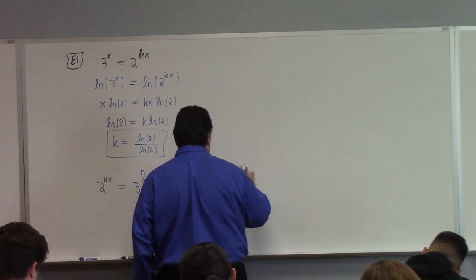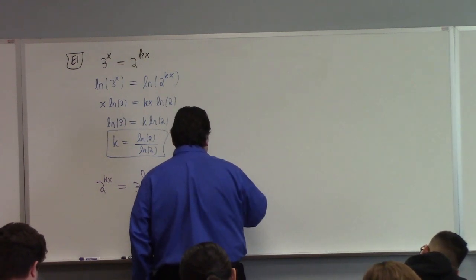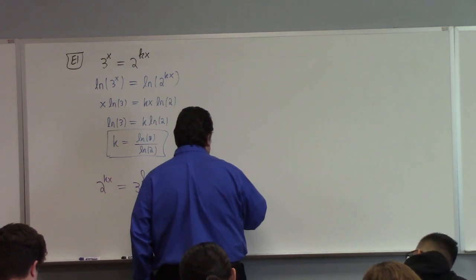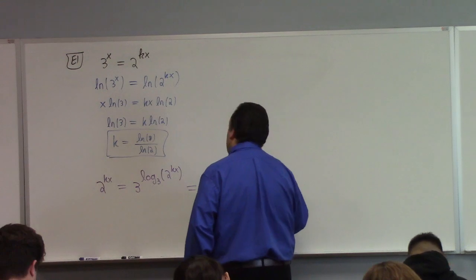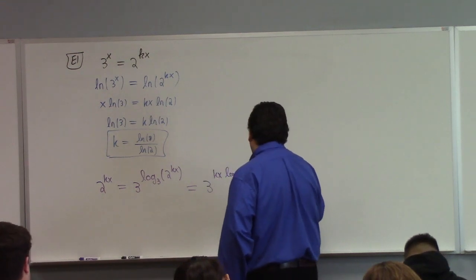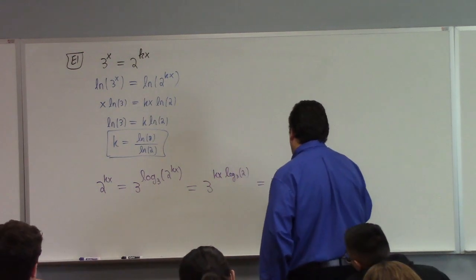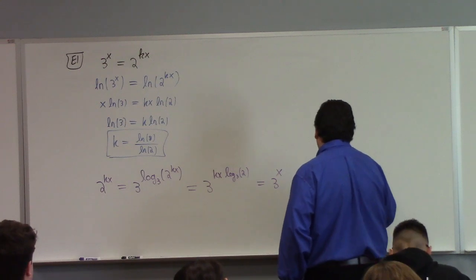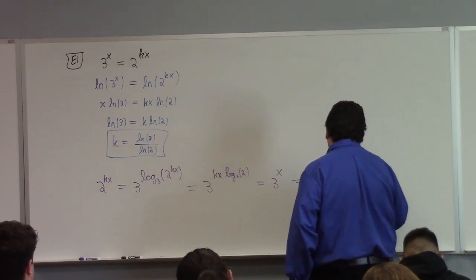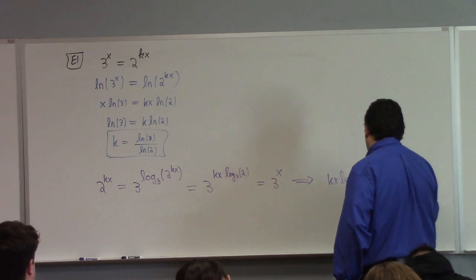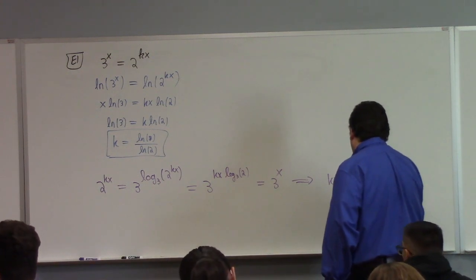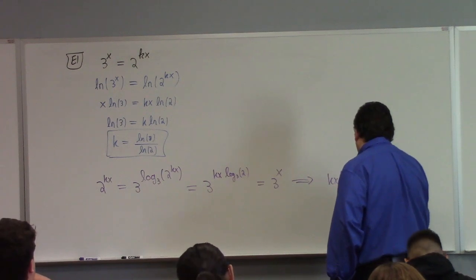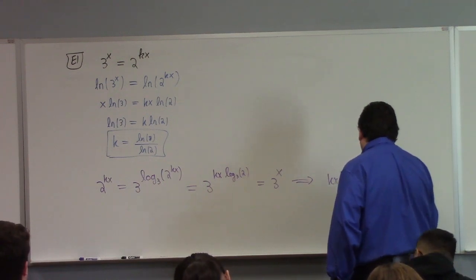Let me get out of the way here. kx times log base 3 of 2. But you see that's equal to 3 to the x, which tells me that kx log base 3 of 2 is equal to x, which tells me that k is equal to 1 over log base 3 of 2.